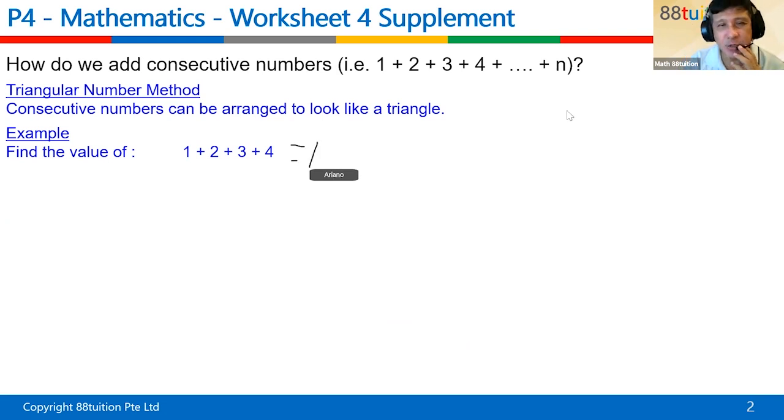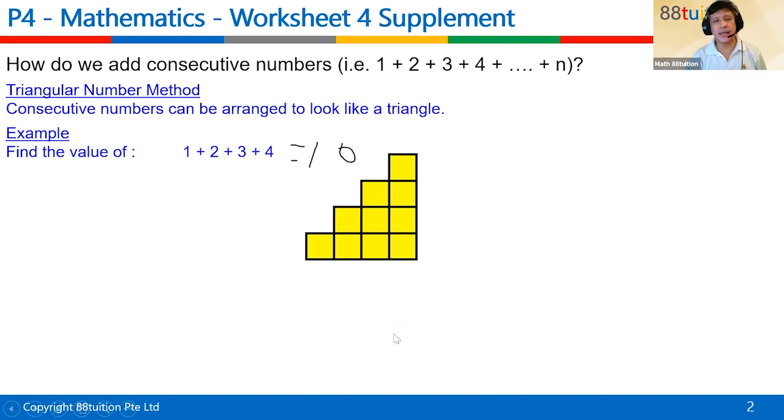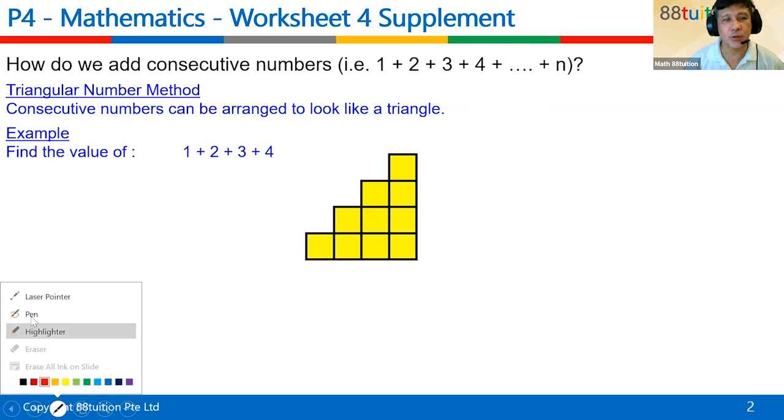So there is actually a way to get an answer. Let's look at a pictorial representation. I'm using little squares to show you. It's not coming out. Okay, so you see, these are the squares. The first square, and then after that 2 squares, then 3 squares, then 4 squares. That is supposed to represent our 1, 2, 3, and 4.